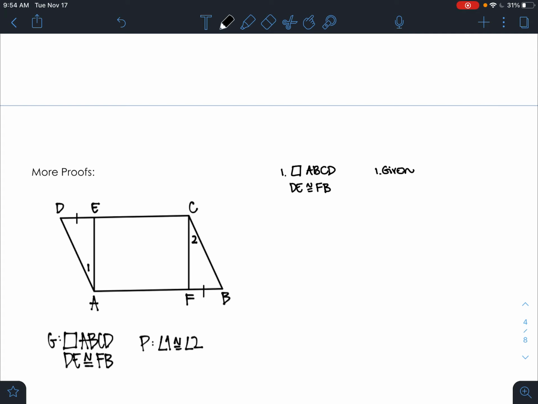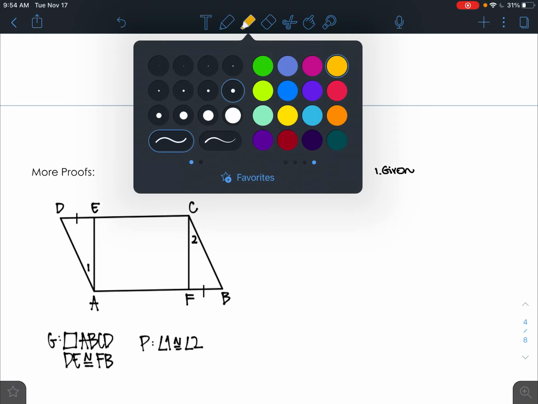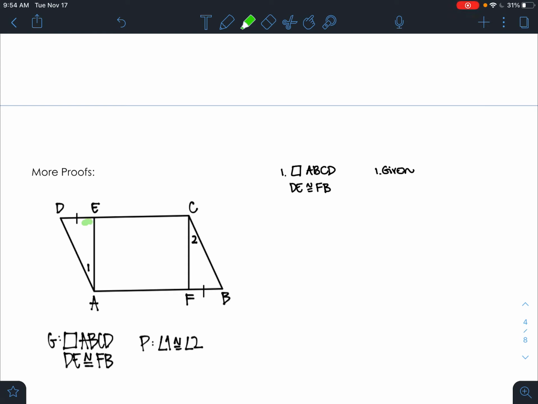So let me tell you guys, all right, what we're trying to prove is that angle 1 is congruent to angle 2, all right? And the name of the game for these proofs, even though we're in this polygon section, is actually triangle congruency, all right? That's really going to be what's helpful. So here's what we're going to do.